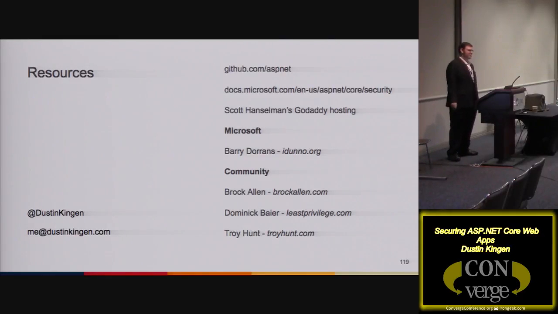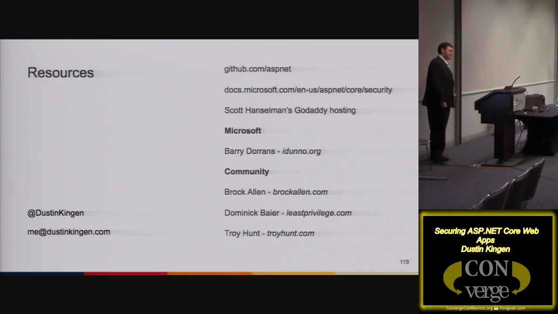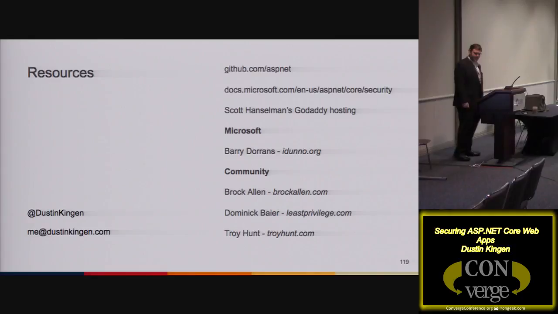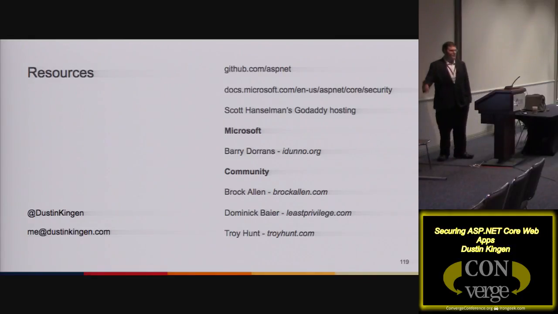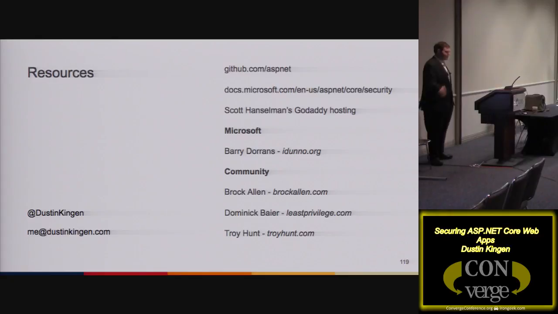There's Barry Dorrans. Barry Dorrans actually works on the Microsoft team, and he basically posts all the CVEs on GitHub. He speaks a lot too, so he has a lot of presentations recorded. Some of the community members are Brock Allen and Dominick Baier. Those guys wrote IdentityServer and contributed it to the open source .NET Foundation, which is basically the parent organization for .NET now. And then you have Troy Hunt, haveibeenpwned.com. He's the guy who's been basically slurping up passwords for all these breaches, and he also writes a lot of .NET. So that's my presentation.